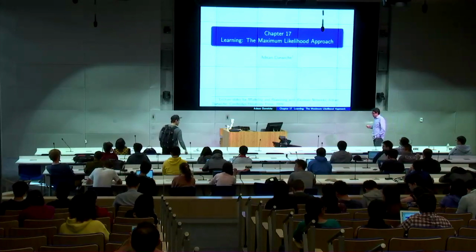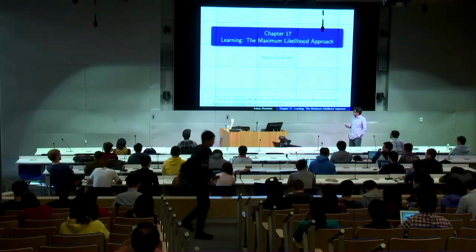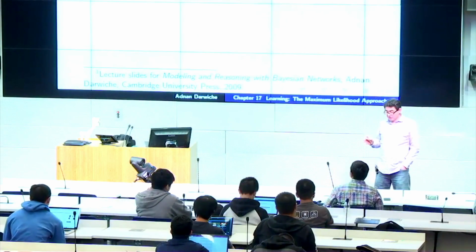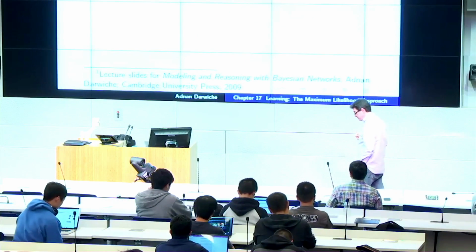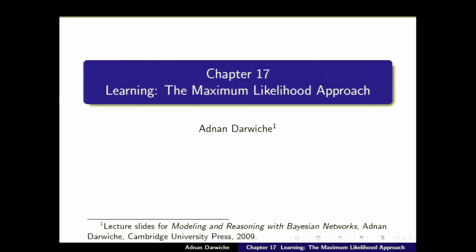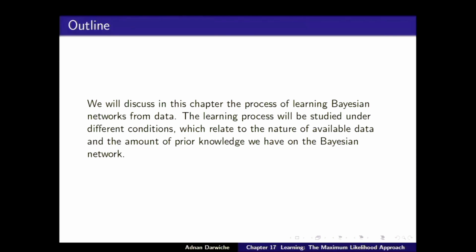What we'll do today is start our discussion of learning Bayesian networks. We have two chapters in the book that are dedicated to the subject, and today we will start with the first one on the maximum likelihood approach for learning Bayesian networks.